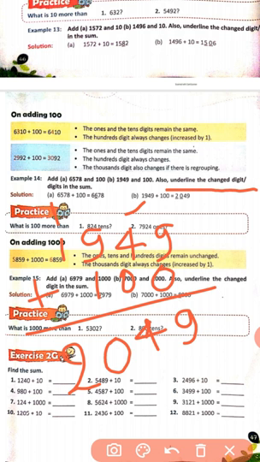So now we have sum 2049, and we have to underline the changed digit also. Now we see here the ones and tens digits remain the same, and the hundreds digit always changes here. The hundreds digit changes, so underline this digit. And the thousands digit also changes if there is regrouping. Here there is regrouping, so the thousands place digit also changes. So we underline it here.